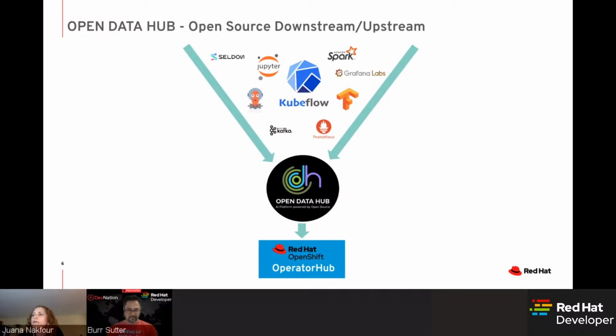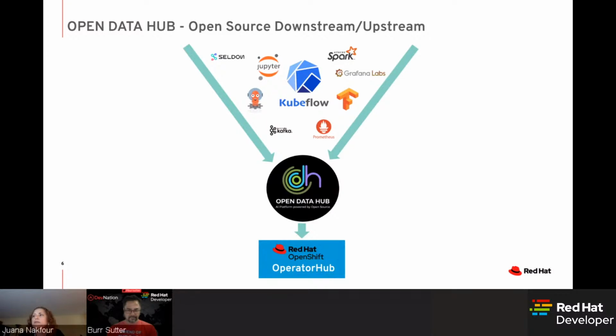So Open Data Hub, like I said, is a meta project, meaning it's made up of all these different open source projects. Some like Seldon, Argo, Jupyter, Kubeflow is the biggest one, Kafka, Prometheus, Grafana, Spark. All these contribute, go downstream to Open Data Hub. Open Data Hub packages them together in an operator and provides them in an operator hub catalog on the OpenShift platform.